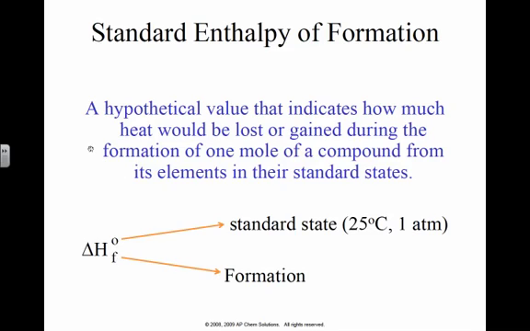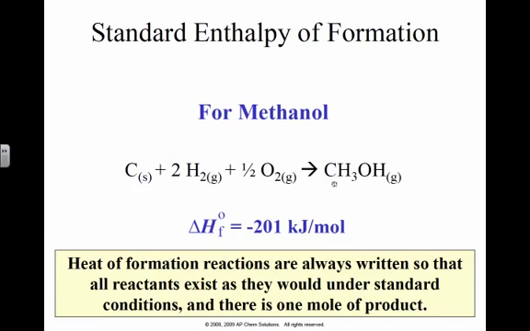It's a hypothetical value that indicates how much heat would be gained or lost during the formation of 1 mole of this compound from its individual elements. So, this is methanol. This is the standard enthalpy of formation for methanol. What this means is this: when you make methanol from its parts, from carbon, from hydrogen gas, from oxygen gas, it gives off 201 kilojoules of heat for every 1 mole of methanol.